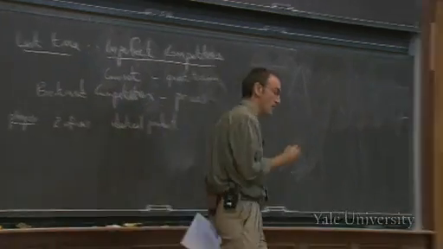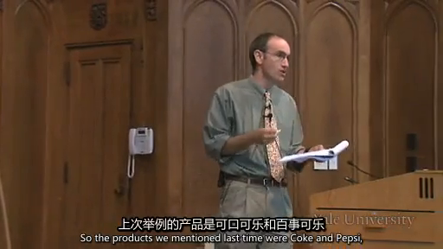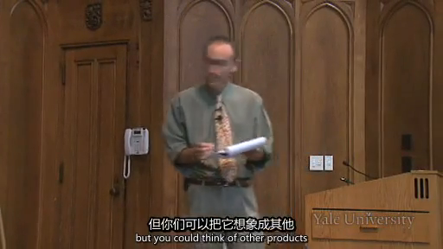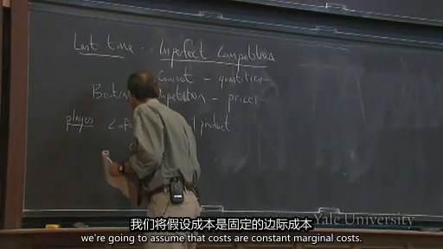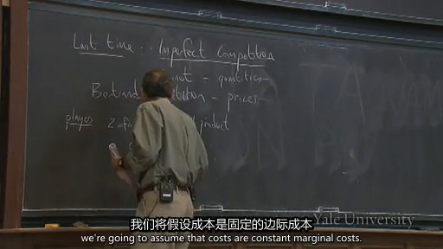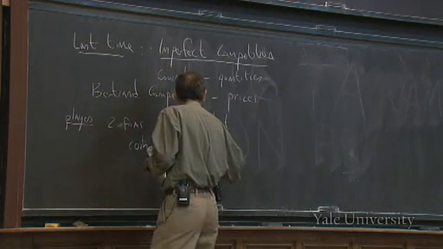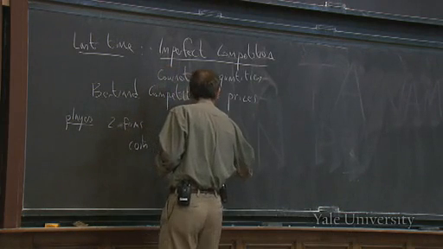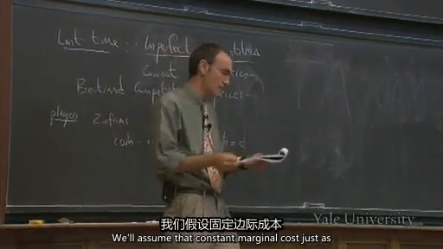All right, so the products we mentioned last time were Coke and Pepsi, but you could think of other products that are pretty much identical. Right? And just as last time, we're going to assume that costs are constant marginal costs. We'll assume that constant marginal cost, just as it was last time, is equal to C.